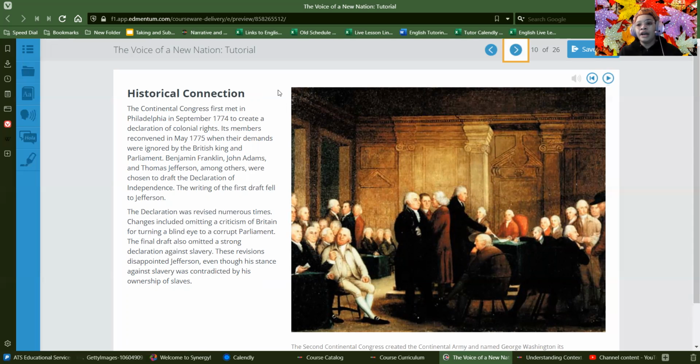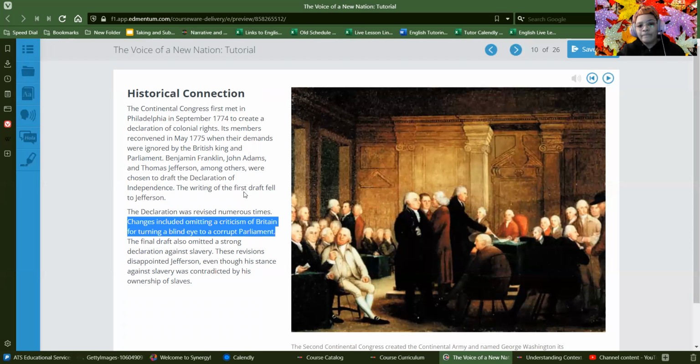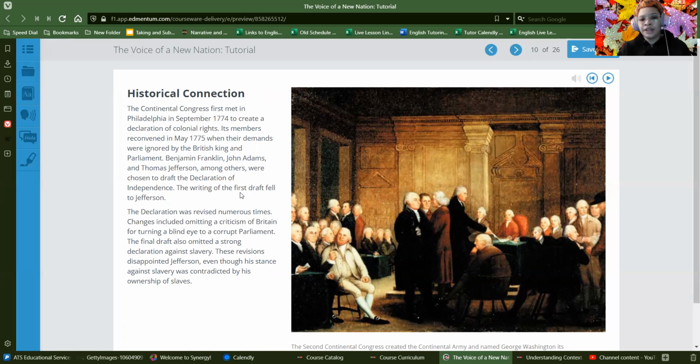The Declaration was revised a lot of times. People don't know this. It wasn't just written in a first draft and it was great. They did actually get together, read it together, and decide, hey, we're going to cut this, we're going to add that. So they give you an example here. Changes included omitting, that means leaving out, a criticism of Britain for turning a blind eye to a corrupt parliament. So they decided to get rid of that because they felt like it was too accusatory. You don't want to come off like you're just throwing petty insults when you want someone to believe that you're right because of facts, not because of emotions.